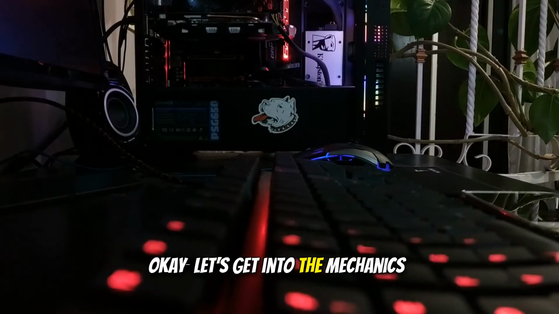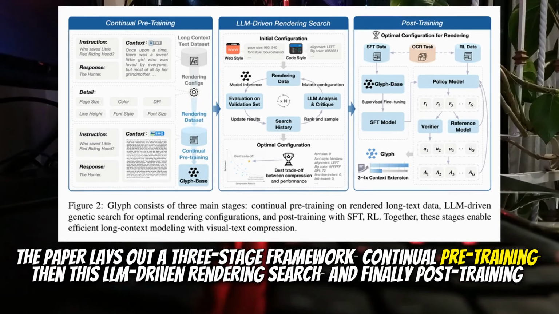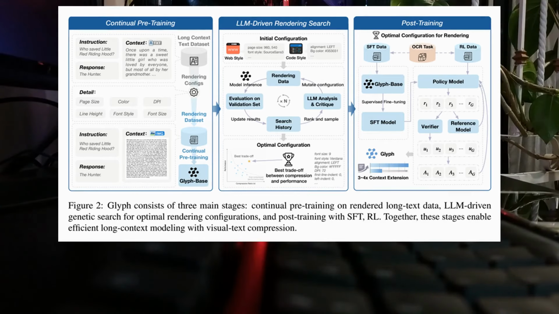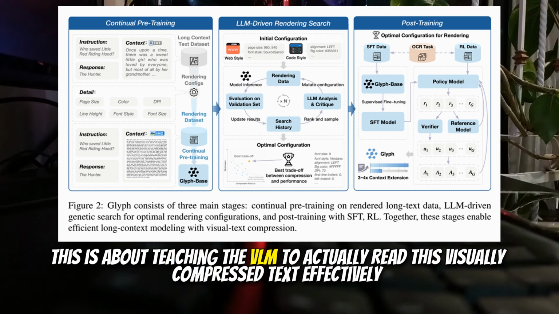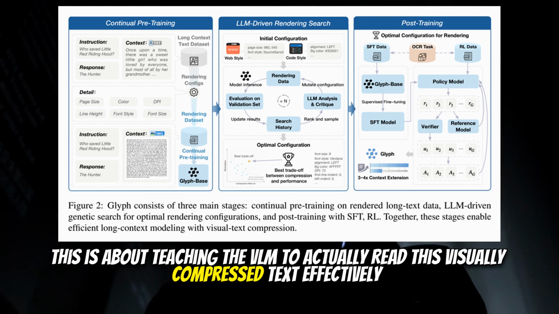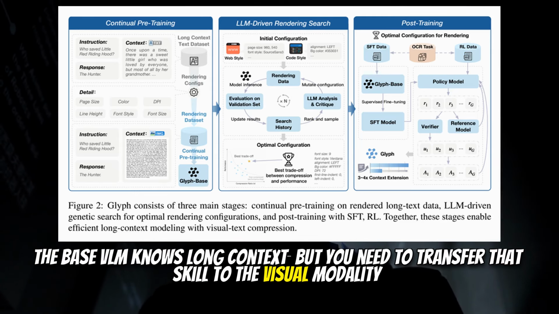Okay, let's get into the mechanics. The paper lays out a 3-stage framework: continual pre-training, then this LLM-driven rendering search, and finally post-training. Let's start with stage 1. Right. Continual pre-training. This is about teaching the VLM to actually read this visually compressed text effectively. The base LLM knows long context, but you need to transfer that skill to the visual modality.